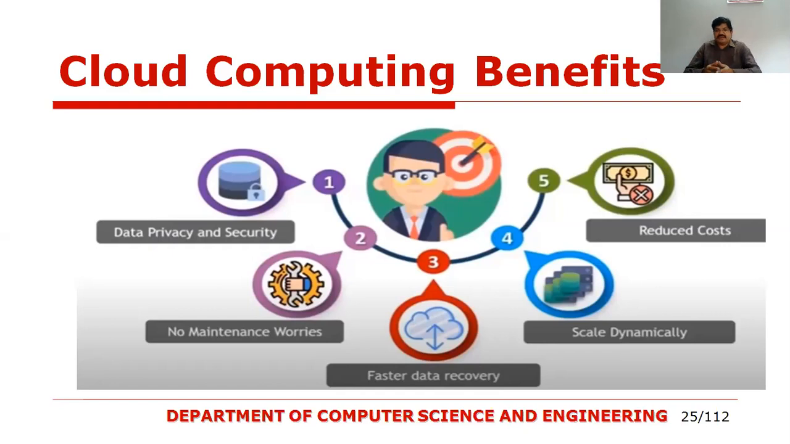The next one is faster data recovery. Accessing or recovering the data from the cloud is very fast when compared to accessing the data on our local system. Why? Because here we are retrieving or accessing the data with the help of the internet. If our internet speed is very high, we can quickly recover the data, and there is no need of storing the data. If we store the data on our local system and the local system is corrupted or damaged, we cannot recover the data from it.